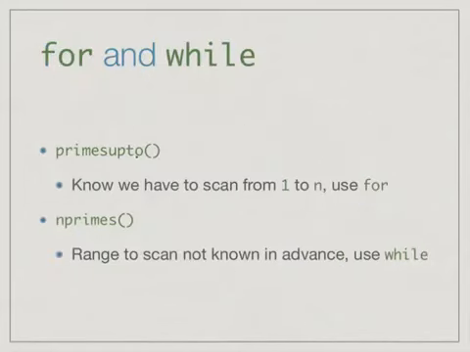So these two examples, the primes up to n and n primes, illustrate the difference between the use of for and while. In primes up to n, we know that we must scan all the numbers from 1 to n, so it's easy to use a for. In n primes, we don't know how many numbers we have to scan to find n primes. So we use a while and we keep count and we wait for the count to cross the number that we are looking for.